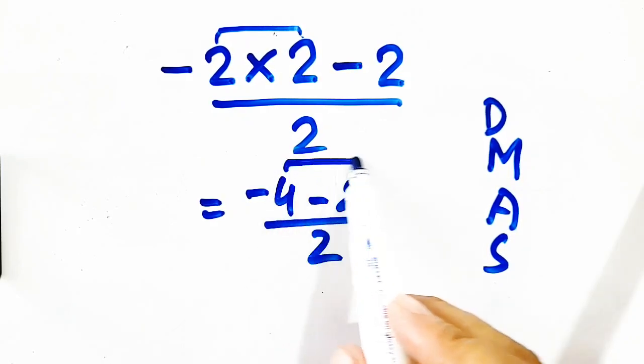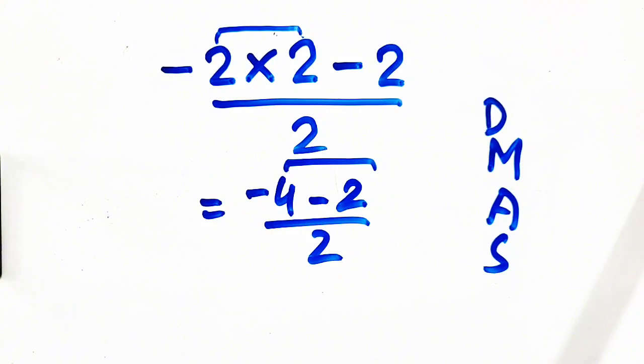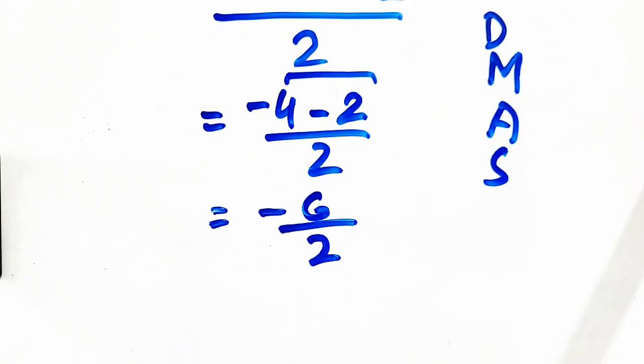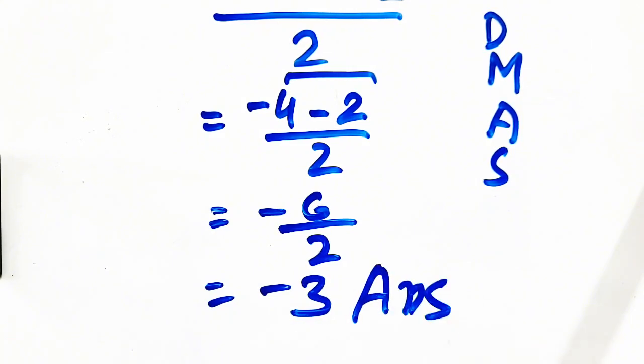Here, minus 4 minus 2 will be equal to minus 6. So minus 6 divided by 2, if we simplify it, we will get minus 3. Hence, minus 3 will be our answer.